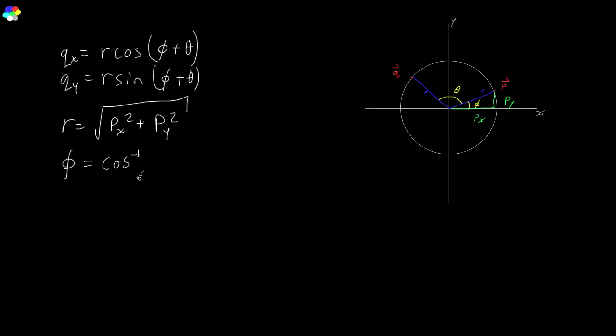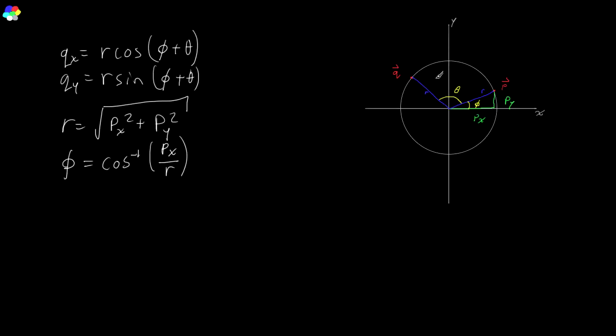we have to use inverse cosine, right? And we have to divide px by r, right? SOHCAHTOA, adjacent over hypotenuse. There you go. And once we have phi, and once we have r, then we can plug them in here and get our qx and qy, and we're done. And that is one way that you could rotate this point over to here.